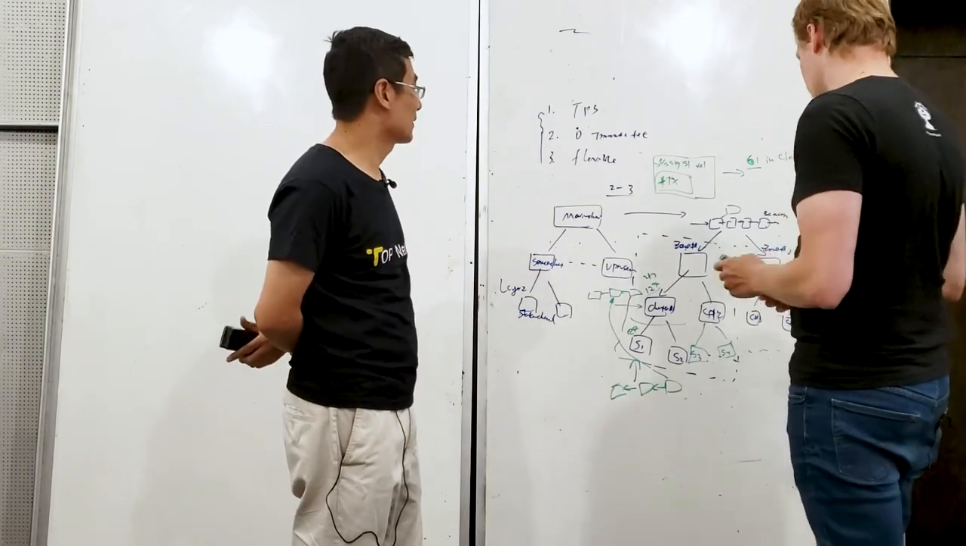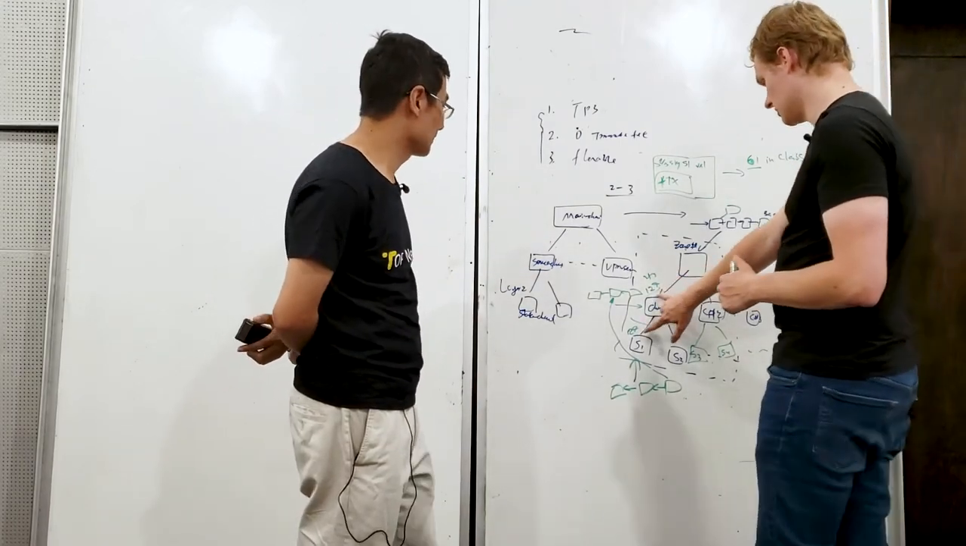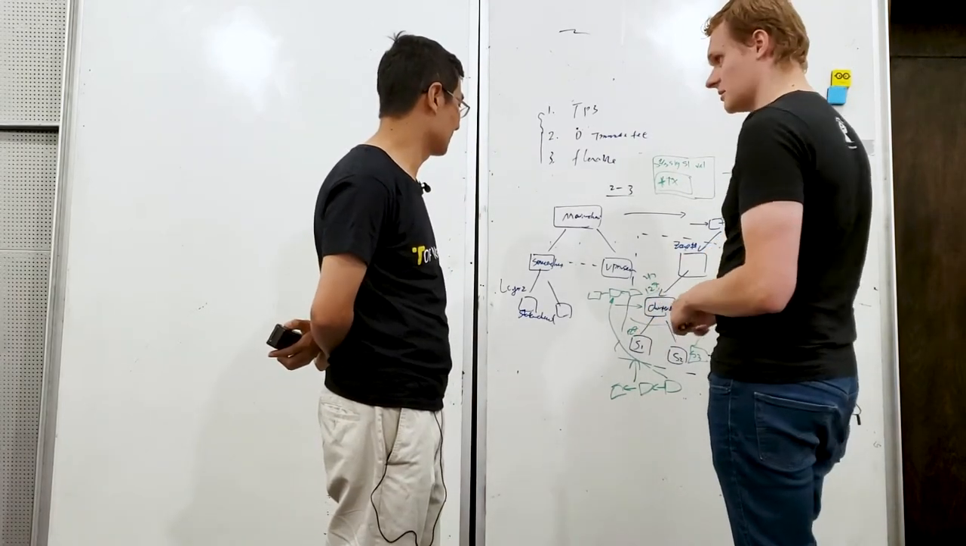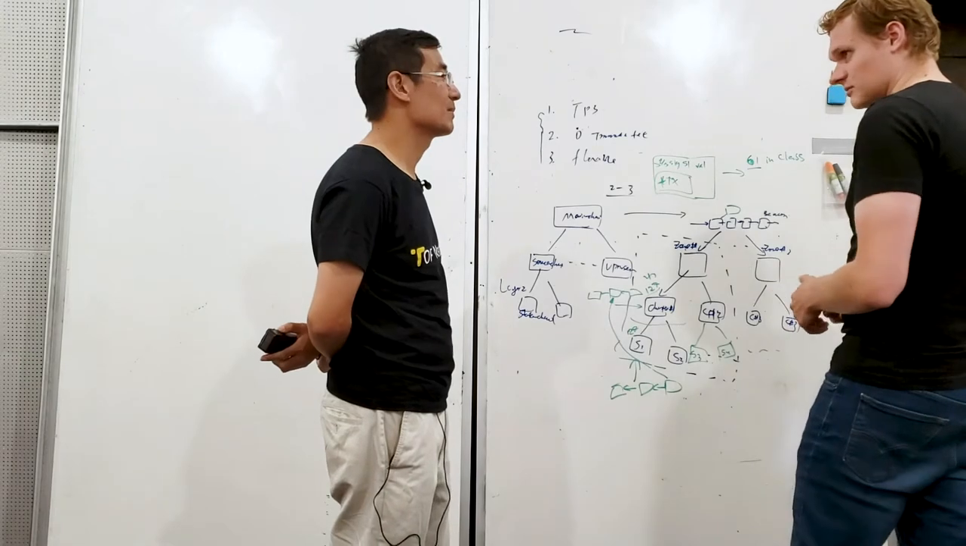Okay. So if you have two thirds malicious here and here, you can produce invalid blocks. Yeah.